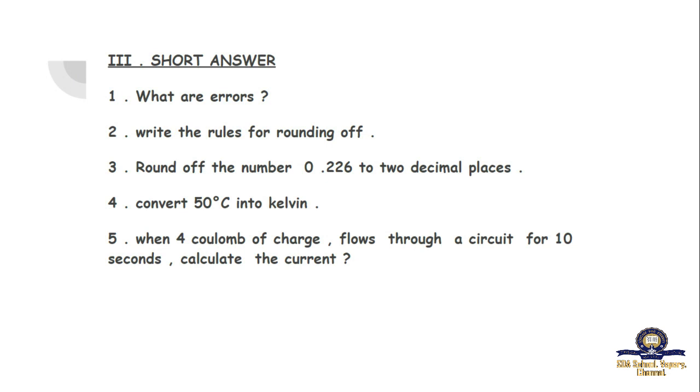Third is short answer. First question is what are errors? Second question is write the rules for rounding off. Third question is round off the number 0.2262 to 2 decimal places. Fourth question is convert 50 degrees Celsius into Kelvin. And the fifth question is when 4 coulomb of charge flows through a circuit for 10 seconds, calculate the current.